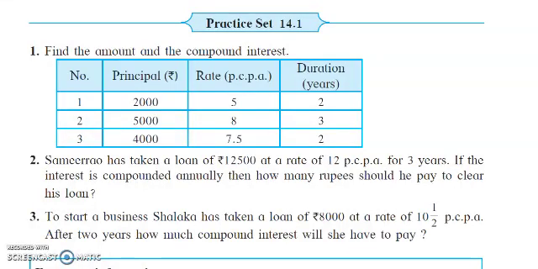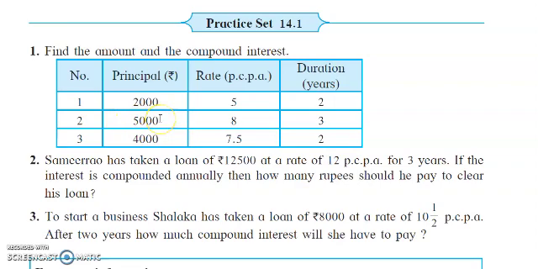Chapter number 14, practice set 14.1. First question is, given that, find the amount and the compound interest. Your table is given and you have to find the amount as well as the compound interest. So first, principal amount is 2000 rupees, rate of interest is 5 and duration is 2 years.